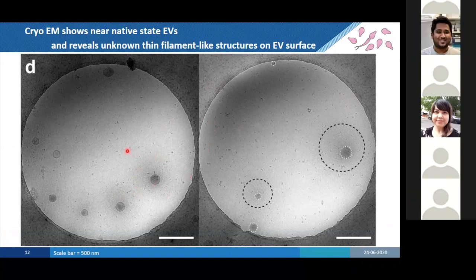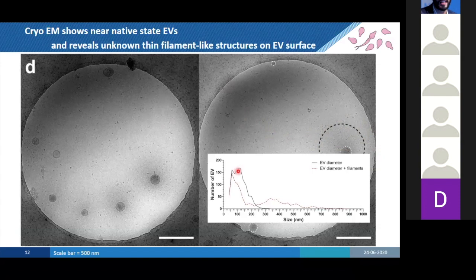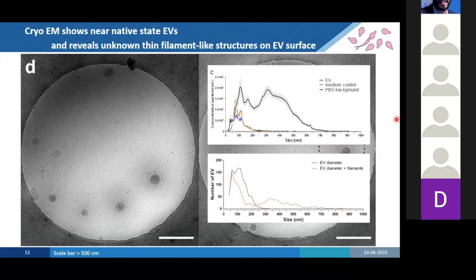So we took more pictures, and I measured the diameter of the EVs, or the size of the EVs, including these thin filaments. If you compare that, you can see that if you only measure the diameter, you get sizes up to maybe 200 nanometers. But if you include these filaments, you get kind of the same pattern that we measured with the NTA. And I think this really substantiates that cryo-EM is a nice additional value, looking at the true, near native state of the EVs that you use further on in your experiments.